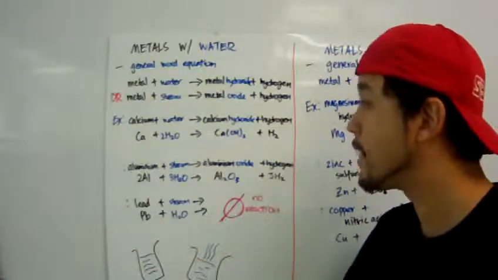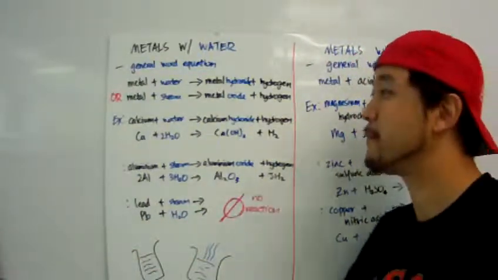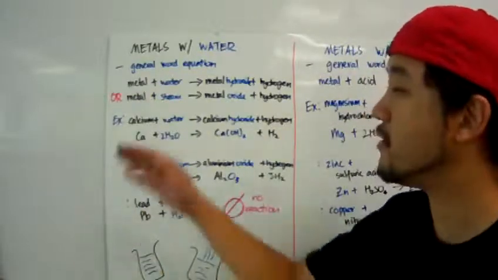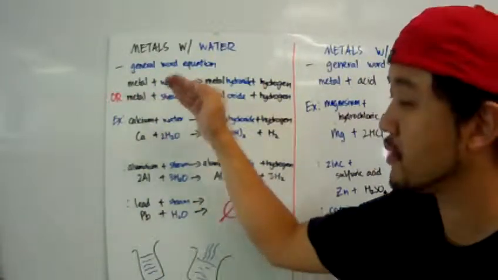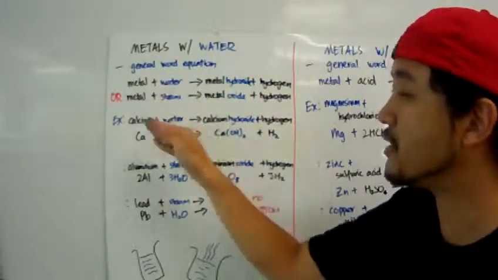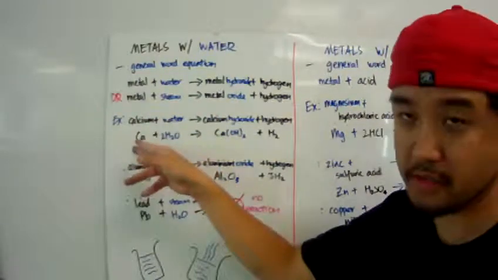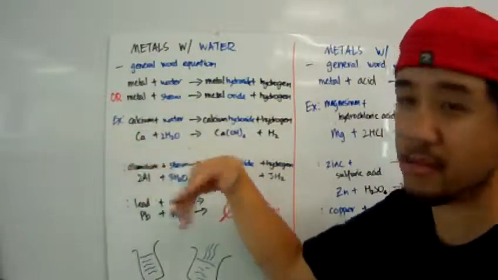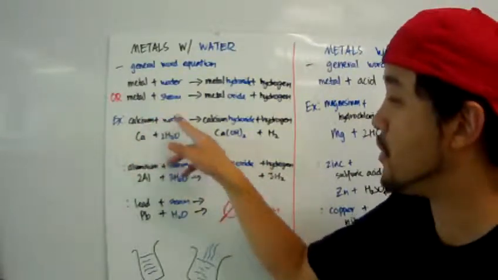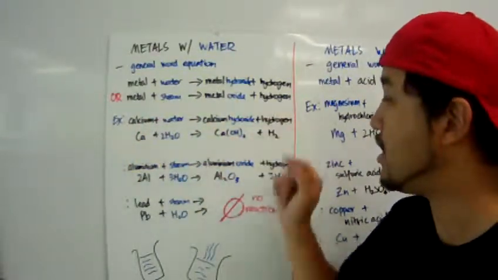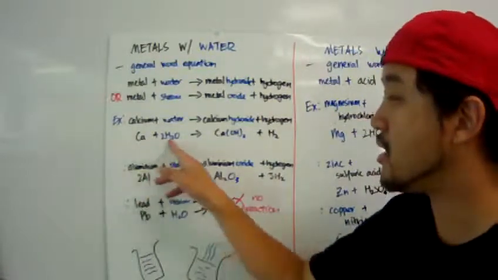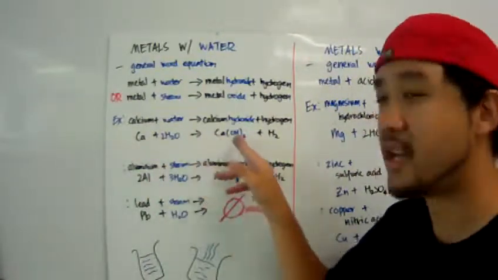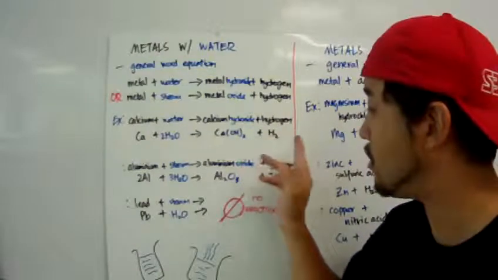Alright? Now, what have we observed? We have observed that some metals, again, will react nicely with cold water, like calcium. There will be others, like the group 1 metals, but I'm not going to go there. Calcium and water gives you calcium hydroxide and hydrogen. Ca plus H2O gives you Ca(OH)2 and H2.